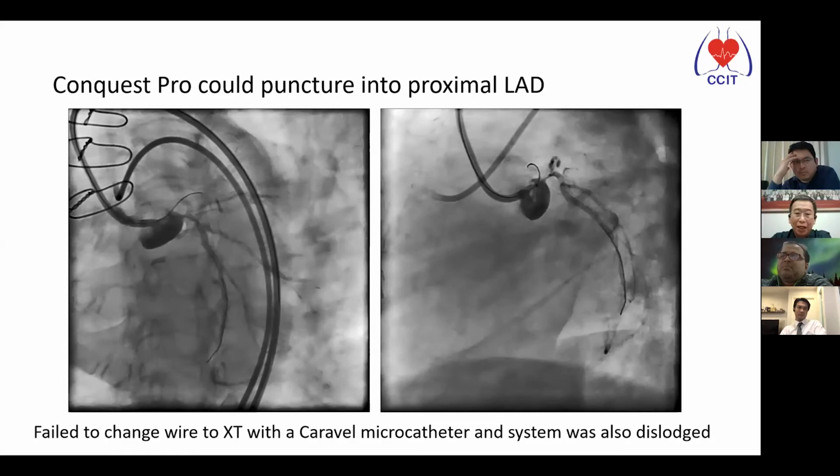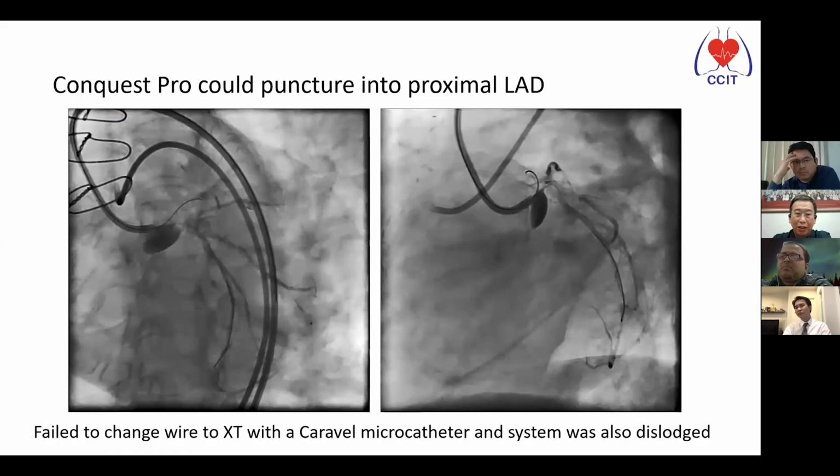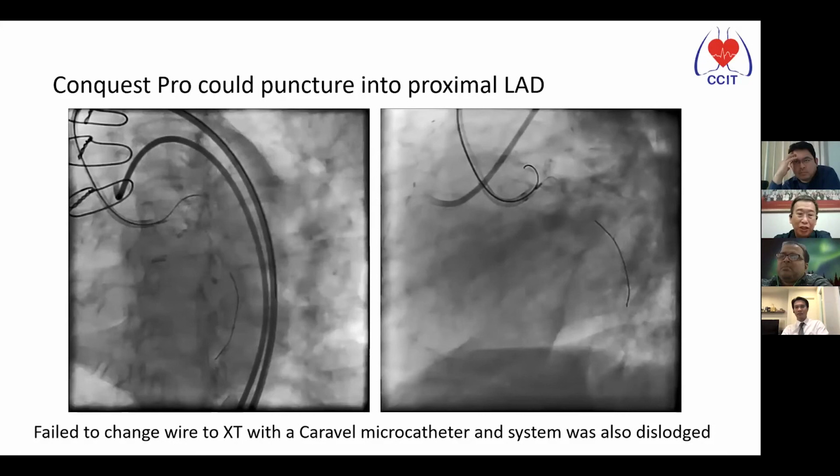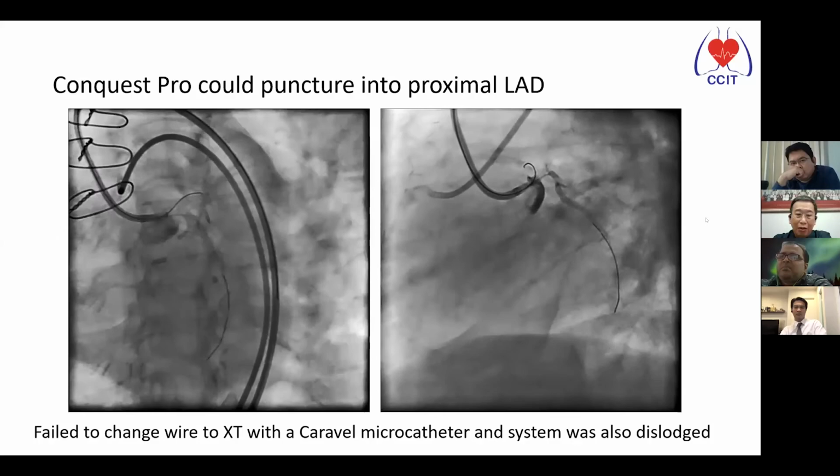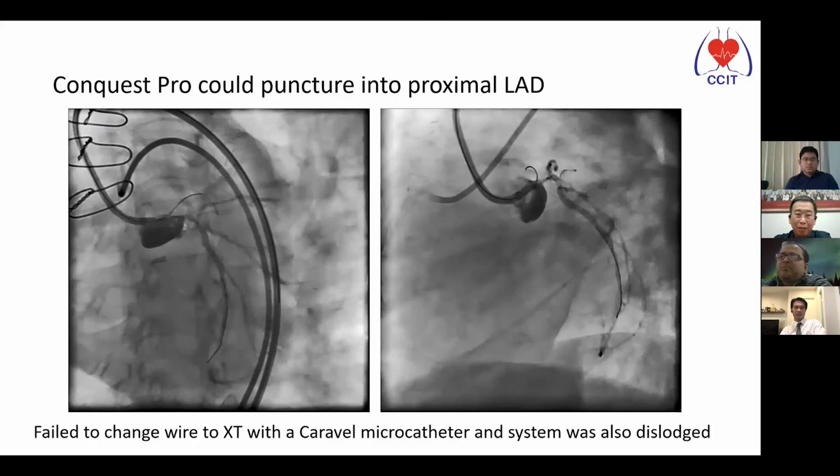But the tip of the Conquest Pro that went into the LED is too short to support, and the system disrupts. So I have to retry with the dual lumen catheter and use a Conquest Pro again. Now we can penetrate the Conquest Pro a little bit deeper into the LED.